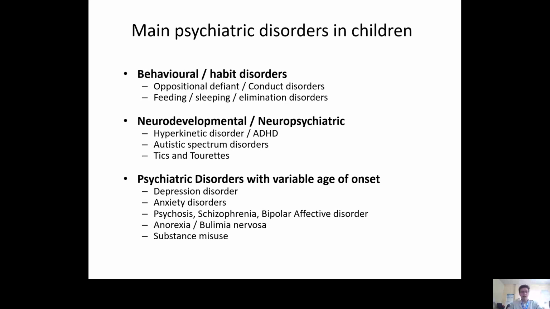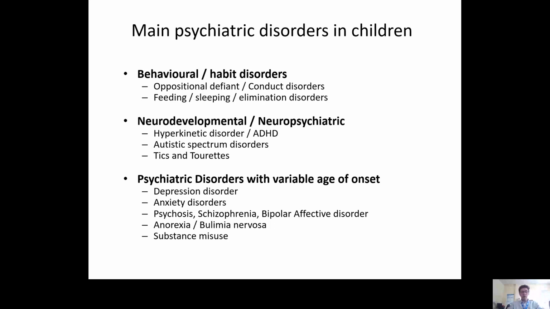So all of the ones listed here in the second grouping are very strongly inherited, and it's very common to see autism, for example, in other family members. The same with ADHD and other neuropsychiatric disorders like tics and Tourette's. The third category is those disorders which may come on slightly later in adolescence, but tend to have much more of an environmental trigger to them, for example, depression and anxiety. Although, of course, the psychotic illnesses have a strong genetic component too.